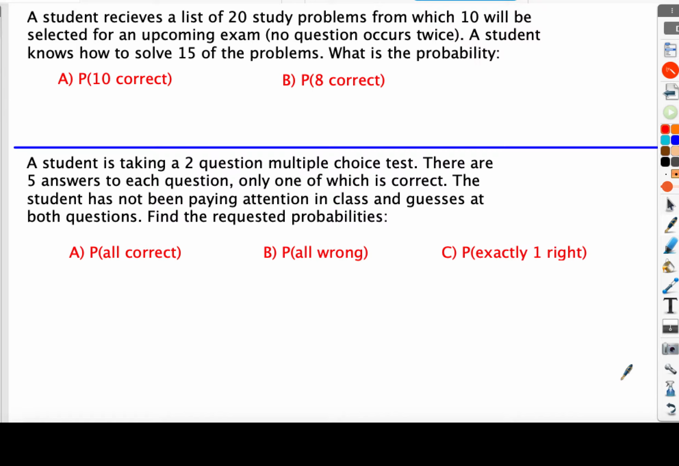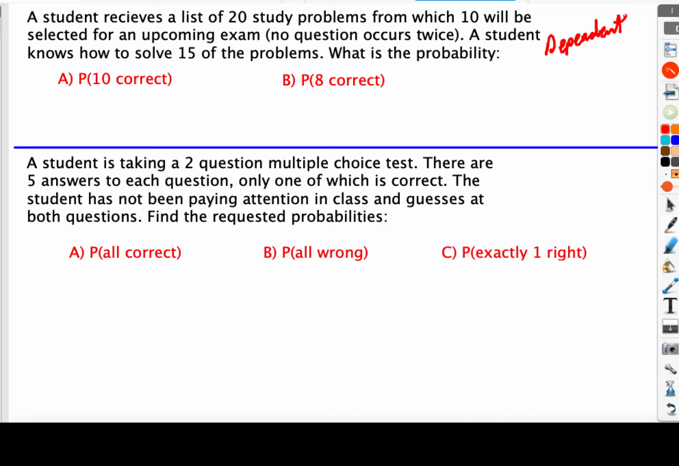So once you've answered one of the questions, you know that the next question you answer is one of the other 19, which just means that the first exam question in some way affects whether or not you know the answer to the next exam question. So this is going to be a very dependent idea, in which case we can use combinations to our advantage.